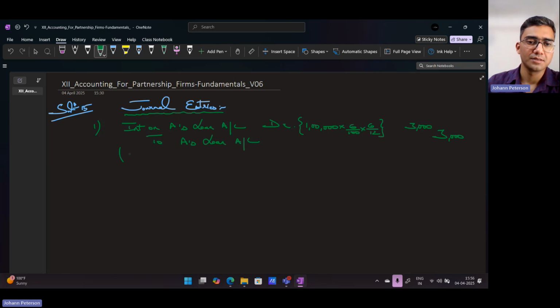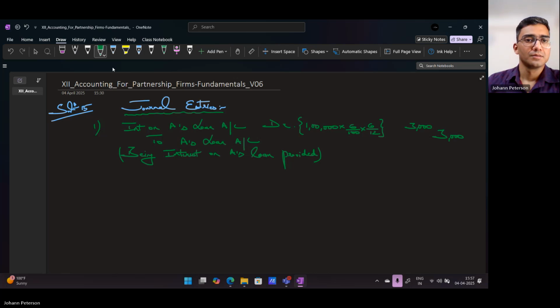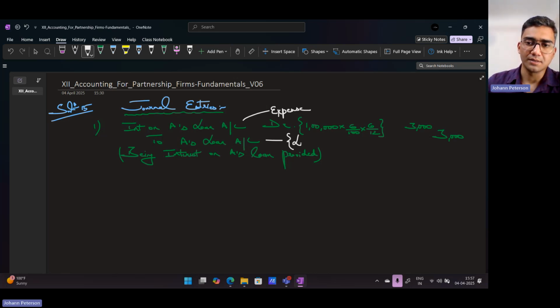The narration for this is being interest on A's loan provided. What is happening here is this is an expense for the business, and this is a liability. Taking a loan was already a liability. So paying interest on that loan now will show that the liability has increased.